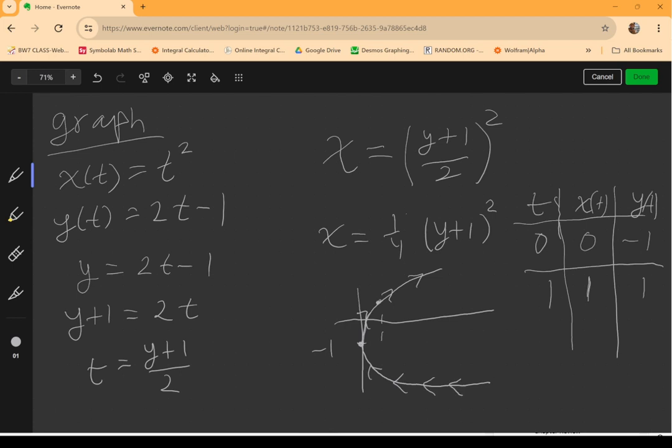So just keep that in mind. When we have a parametrized curve, it's not just a rectangular graph. We also have a sense of direction, and that is how we can calculate the direction.